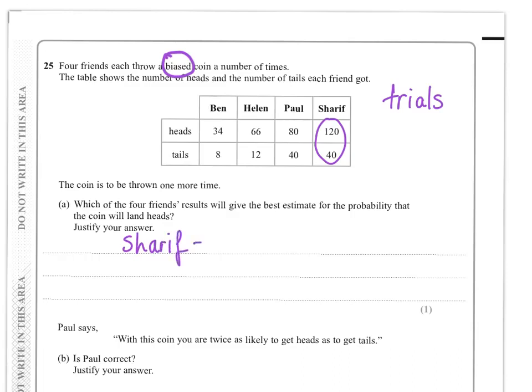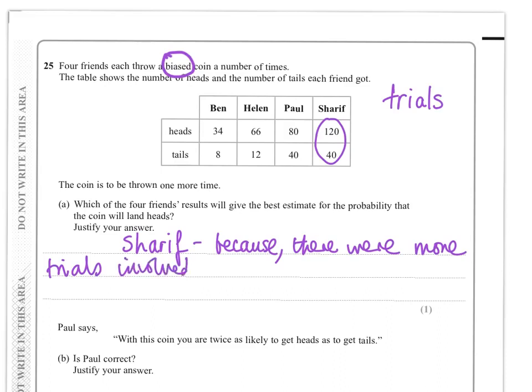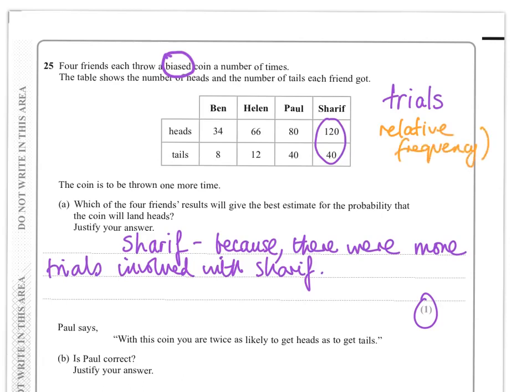and all you need to do is say something like, because there were more trials involved with Sharif. Okay, or something of that nature. It's only 1 mark, so that's all you need to say. It's all about something called, and the topic is relative frequency. Okay, so you can look that up or talk with your teacher about that.